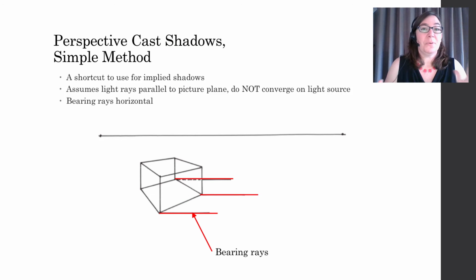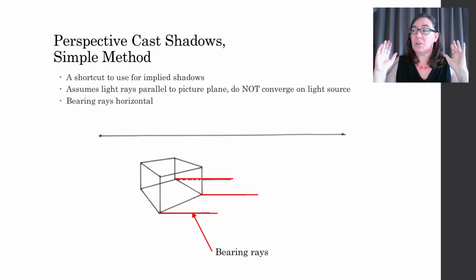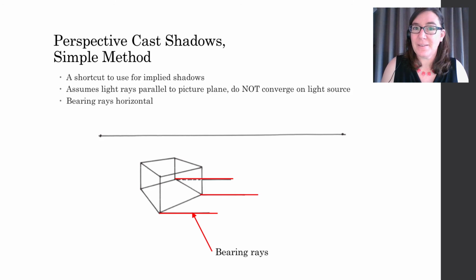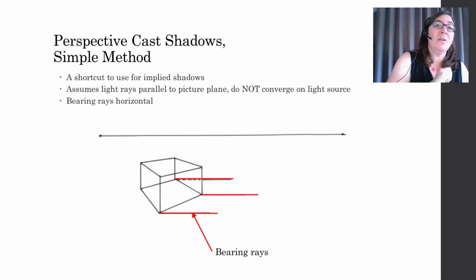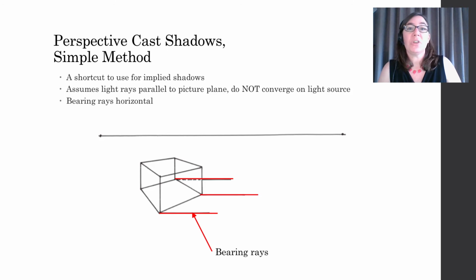Now that you've gone through this very technical method of casting rear and frontal shadows in a perspective view, let me show you a simple method. This is a shortcut, and you're going to use it for implied shadows. It's not geometrically accurate, but it is a quick and dirty way to put some shadows on a perspective when you're just doing a quick sketch.